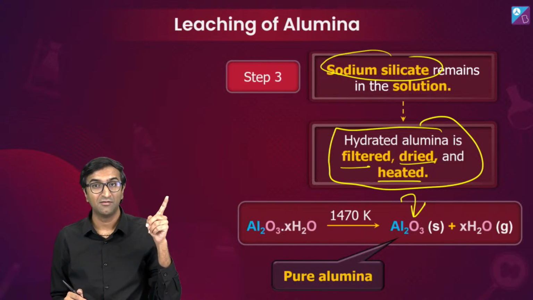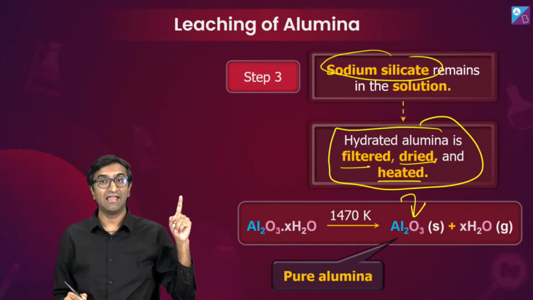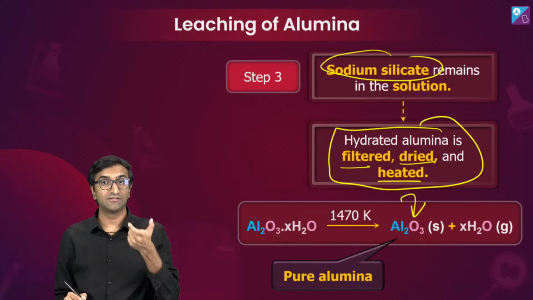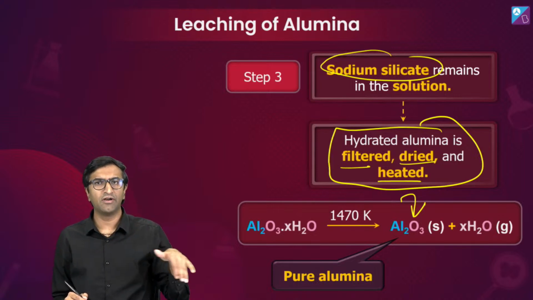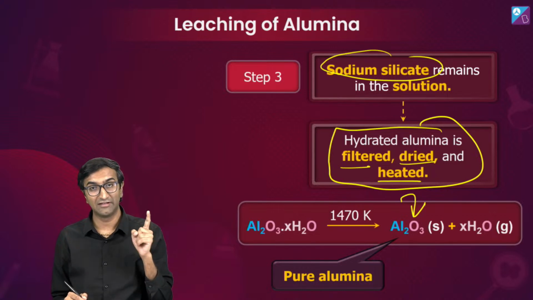पहला step क्या था? पहले मैंने इसमें NaOH डाला. NaOH डालने से NaAlOH4 बना, which dissolves और जो impurities थी वो निकल गई. फिर ये मैंने इसको neutralize किया with CO2 in the carbonation tank.